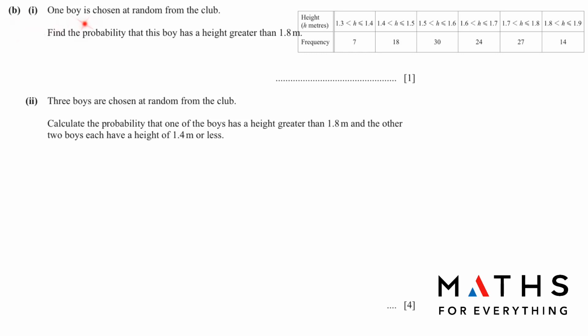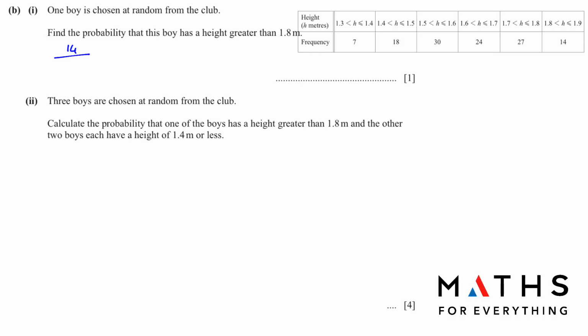B1. One boy is chosen at random from the club. Find the probability that this boy has a height greater than 1.8. So 1.8 is here, greater than 1.8 is in the last class, and the frequency is 14. So we write down 14.